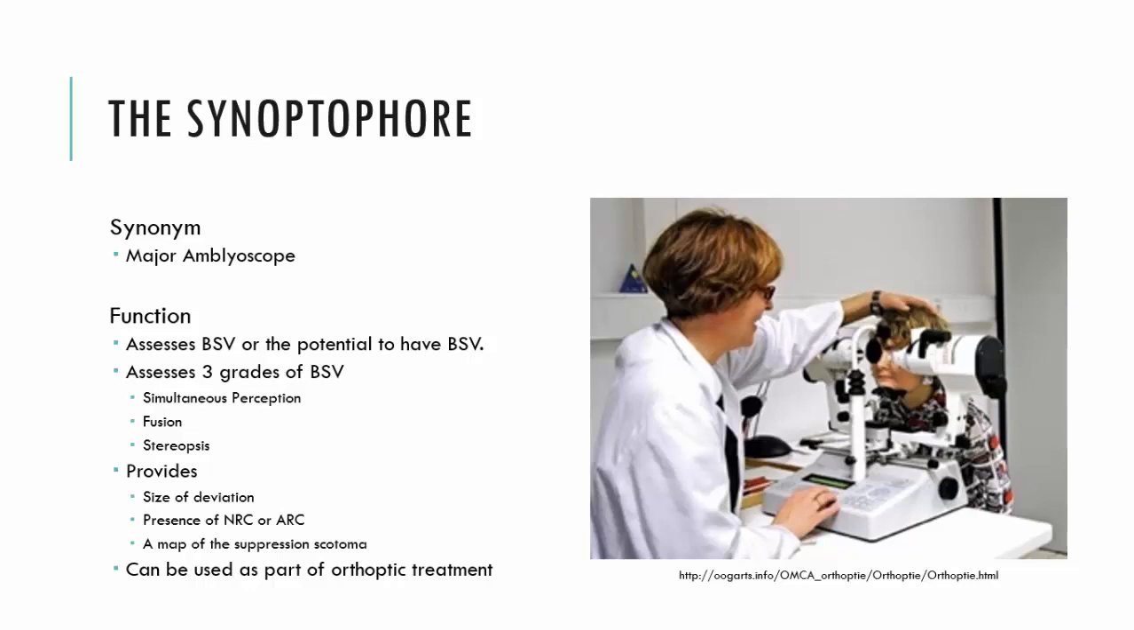This instrument is also able to assess separately each component of the 3 grades of binocular single vision. So we can start off by assessing simultaneous perception, we then move on to assessing a patient's fusion, and then to stereopsis. And as part of the simultaneous perception assessment, we're able to gain information about the size of the deviation. We can gain information about whether the patient has normal retinal correspondence or abnormal retinal correspondence. And we're also able to map a suppression scotoma should a suppression scotoma be present.